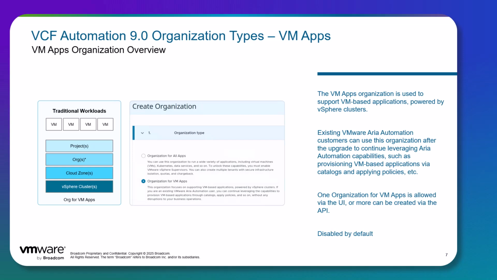The second organization type is the organization for VM apps. This is used to support VM-based applications powered by vSphere clusters. Existing VMware Aria Automation customers can use this organization after the upgrade to continue leveraging Aria Automation capabilities as they do today without disruption. They can provision VM-based applications via catalogs and apply policies as well. One organization for VM apps is allowed via the UI, and you can create more via the APIs. The organization for VM apps is disabled by default.